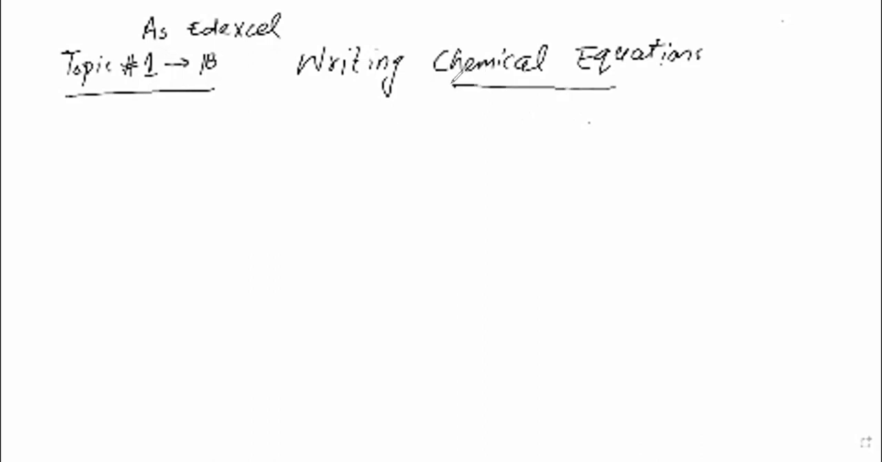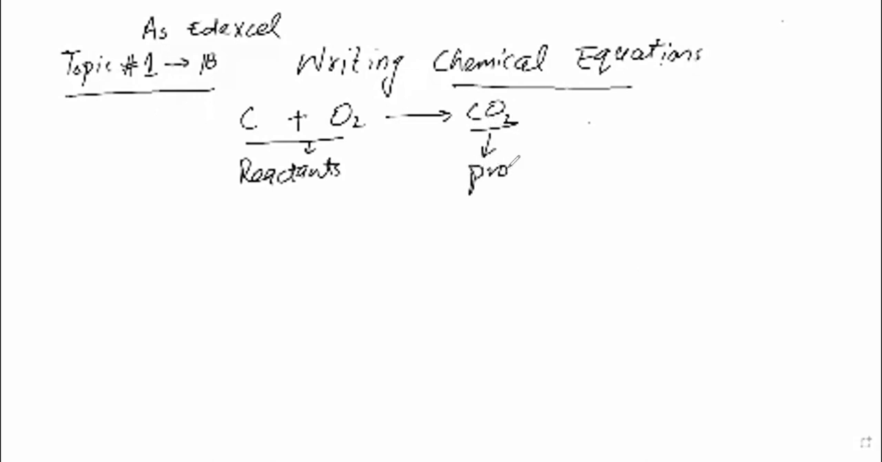Actually, a chemical equation is used to show any chemical reaction. Means suppose when someone says that carbon reacted with oxygen to form carbon dioxide, then how would you present? So we write: carbon gets reacted with oxygen to form carbon dioxide. Okay. So these things are called reactants. What we call them? Reactants. And these are called products.